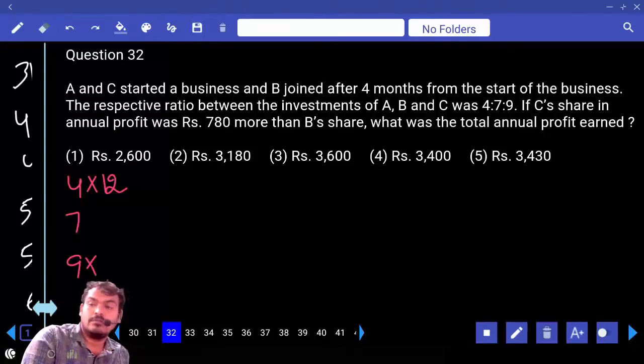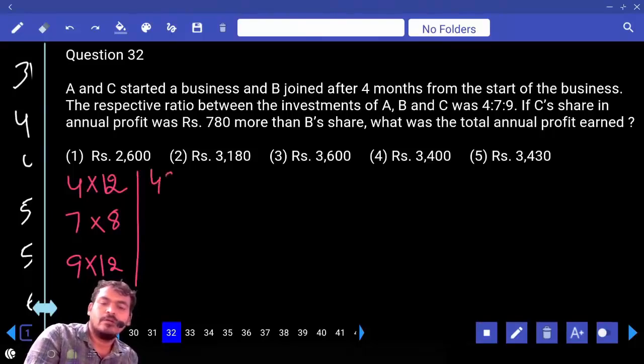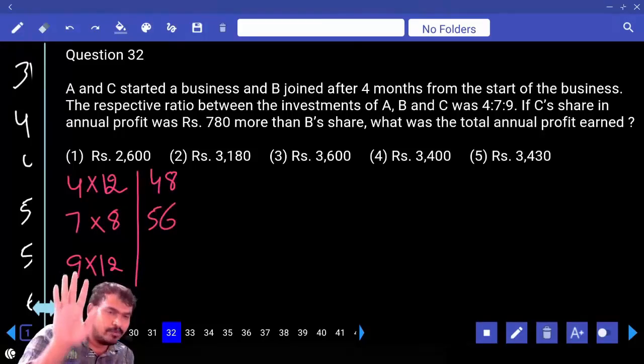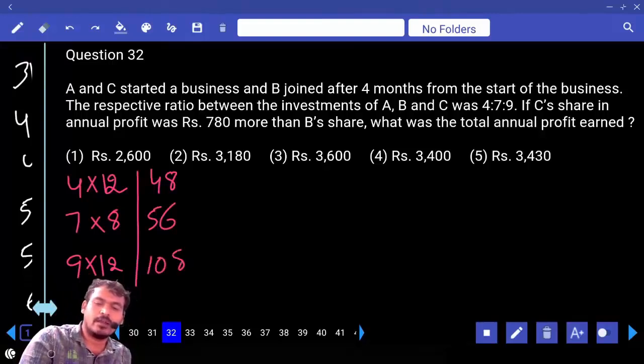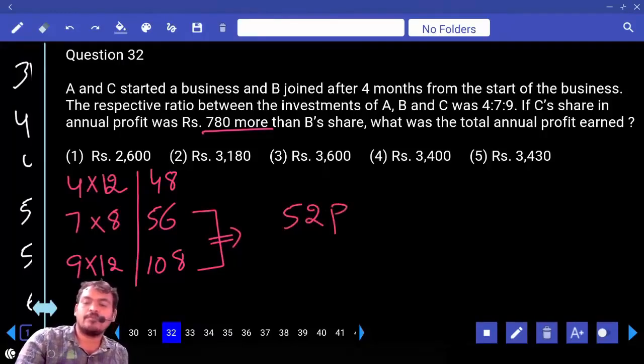Third one also 12 months. Second one 8 months or not? Okay. 4 into 12, 7 into 8 and 9 into 12 or not? 4 12s are how much? 48. 7 8s are 56. 9 12s are 108. A C share compared to B share, how much value are more? 780 more or 780 less? 780 more. How much value are difference? 56 and 108. What is the difference? 52 parts.